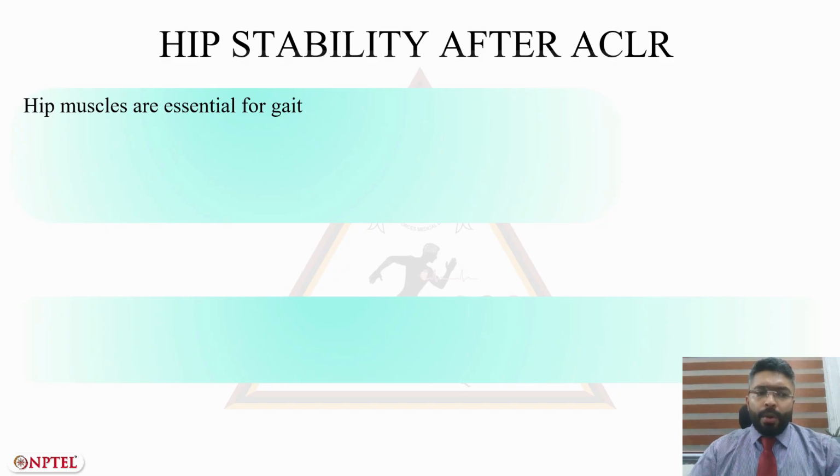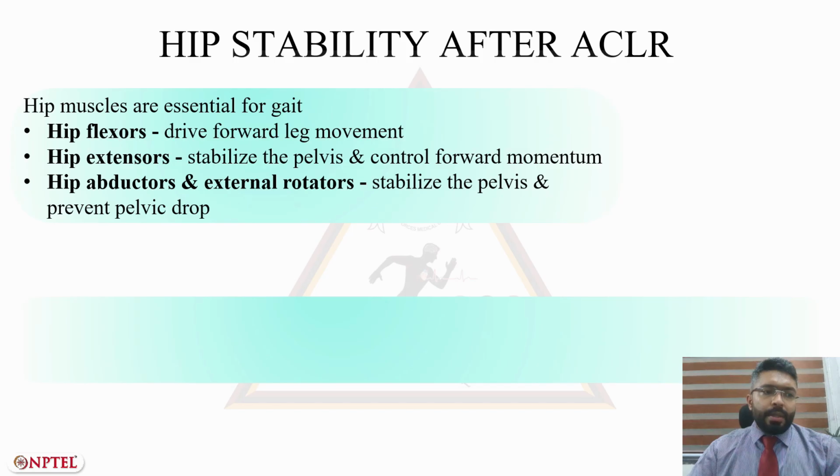What is the role of hip stability after ACL reconstruction? The hip muscles are essential for walking or running gait with different roles for each group of muscles. The hip flexors drive forward leg movement. The hip extensors take the thighs backwards and stabilize the pelvis and control forward momentum of the body.